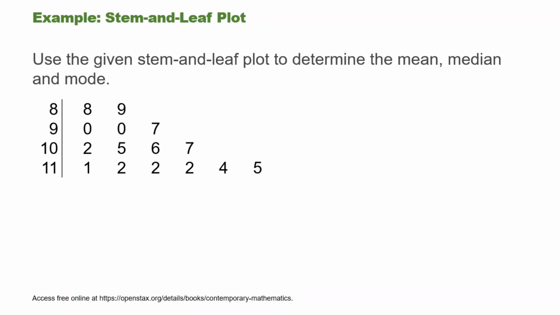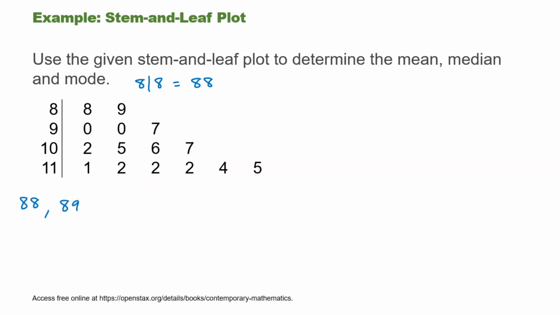and the leaves for 8 are 8 and 9, which means our 2 pieces of data. Because this isn't marked up, we ought to have a key here that says 8 vertical bar 8 means 88 or something like that. But with that being missing, I'm going to interpret it that way, that 8 bar 8 is equal to 88. So I'm going to write my data. I'm going to write a list of 88 and 89 for the stem of 8.